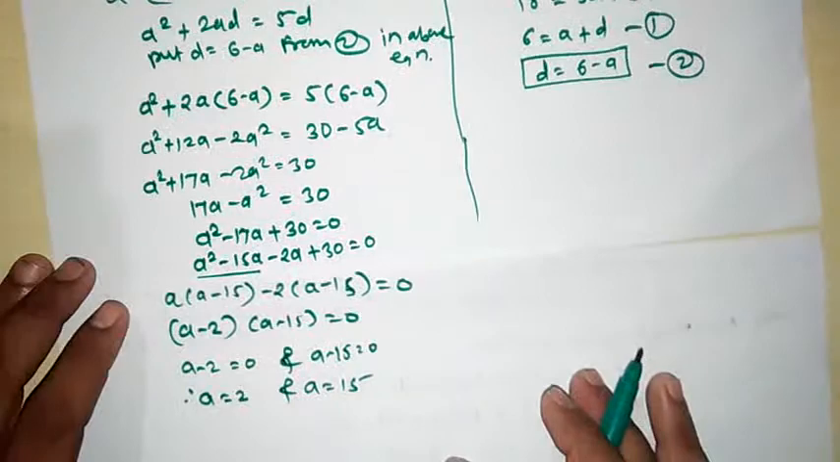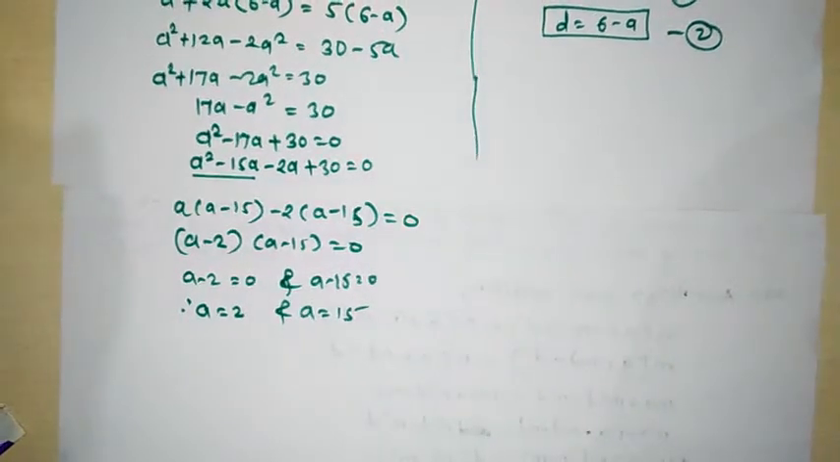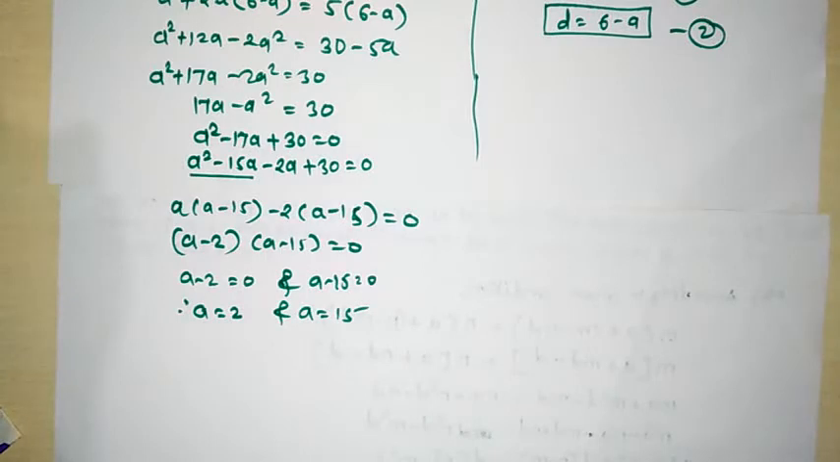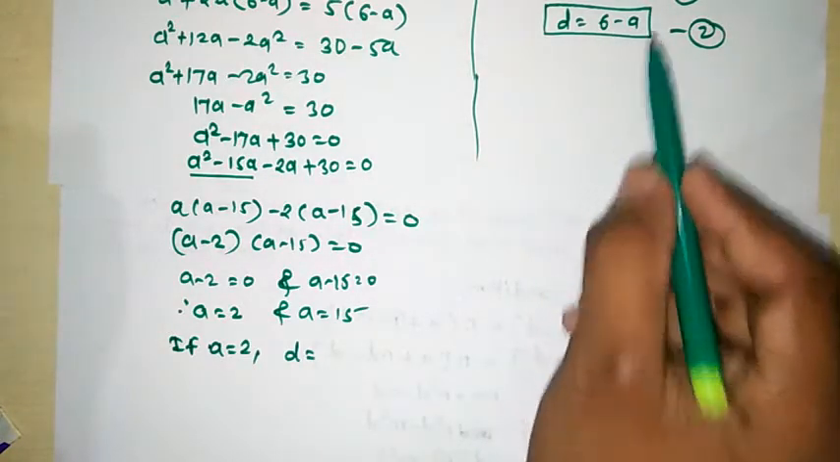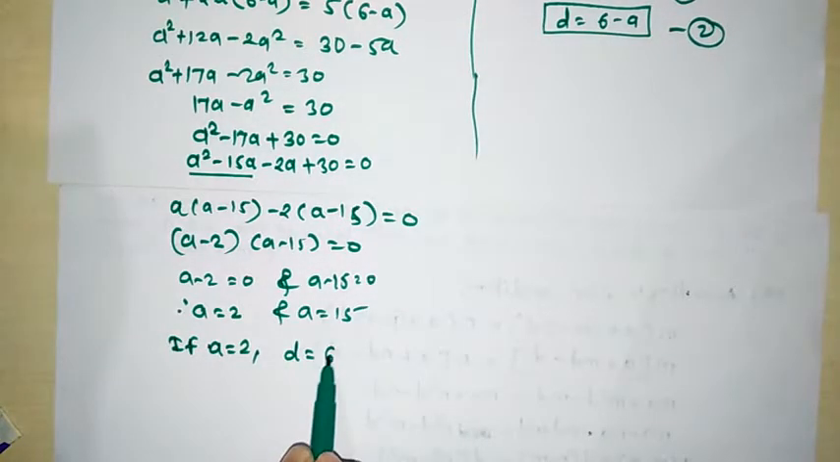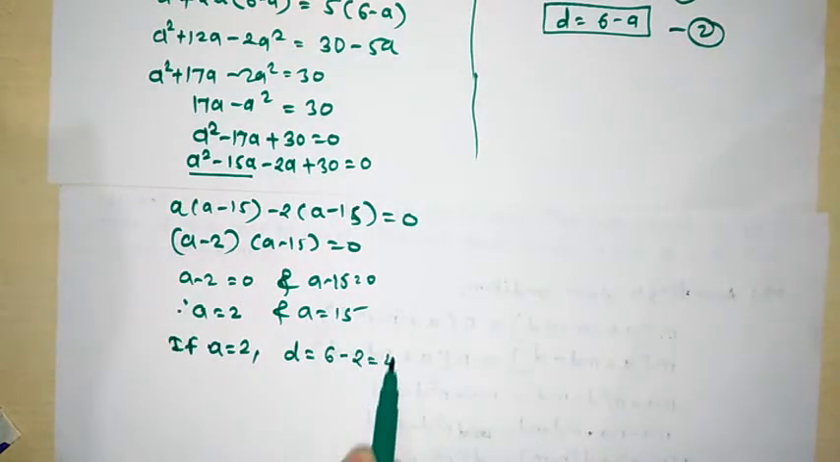Here we got two values of a, that is a is equal to 2 and a is equal to 15. Let us consider first, if a is equal to 2, what is the value of d? See here, d is equal to 6 minus a we got. If a is equal to 2, instead of a we write 2. 6 minus 2 is equal to 4. Therefore we got d is equal to 4 here.